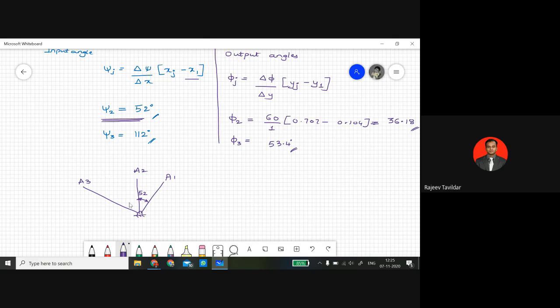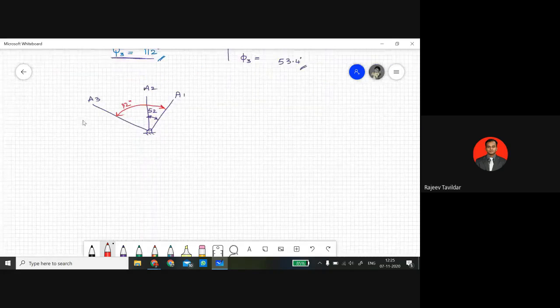Similarly, psi 3 we have got as 112 degrees. That 112 degrees again is with respect to x1 only. So this angle is 112. Okay, so this is what we have found out in this fashion.